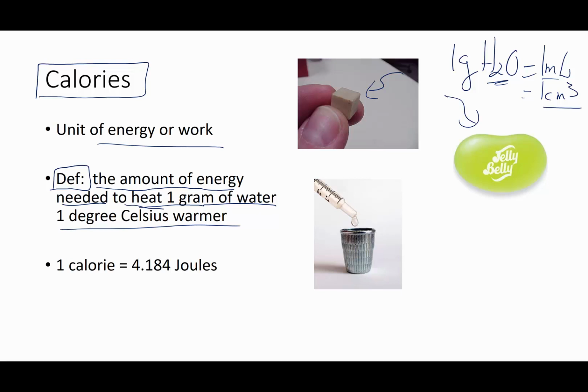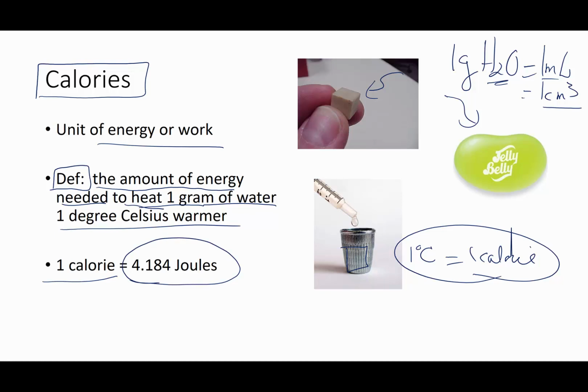So if you take this small quantity of water and you make it 1 degree Celsius hotter, you have used 1 calorie of energy. And that is the definition of a calorie. Now, calories, as you know, are used in food a lot. They're also used in heat. And primarily in this chapter, we're going to talk a lot about joules of energy. And so 4.184 joules are equivalent to 1 calorie.